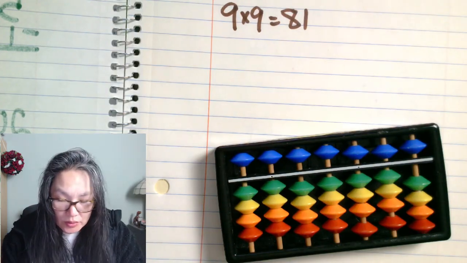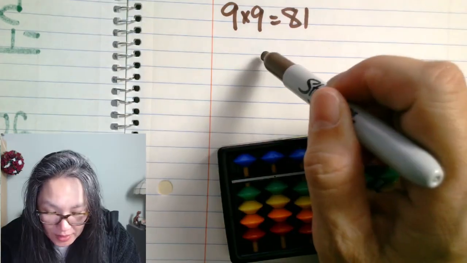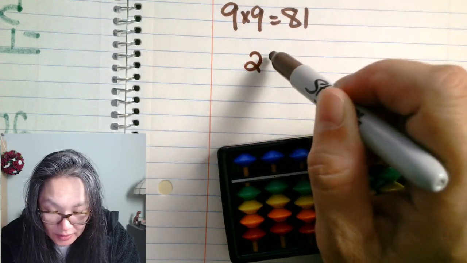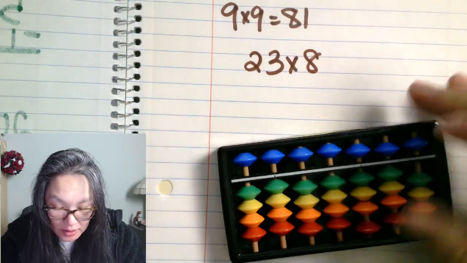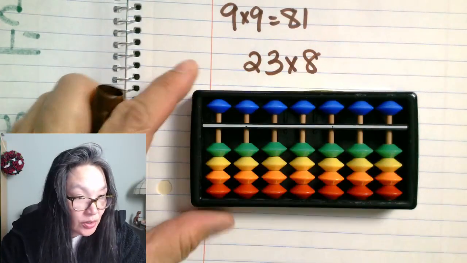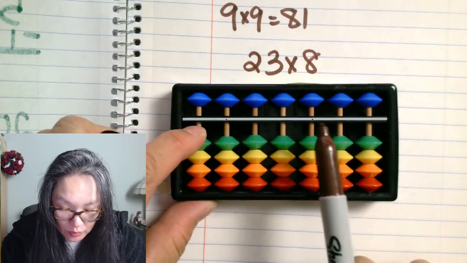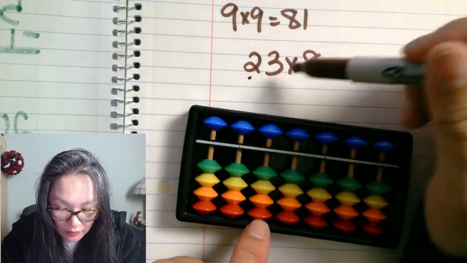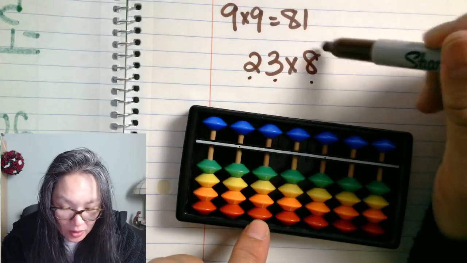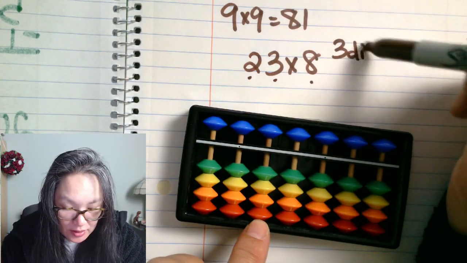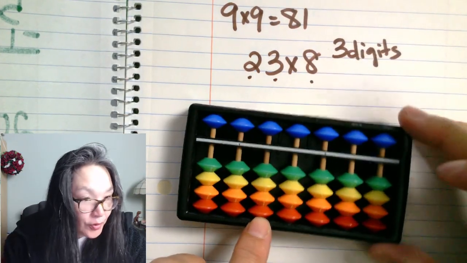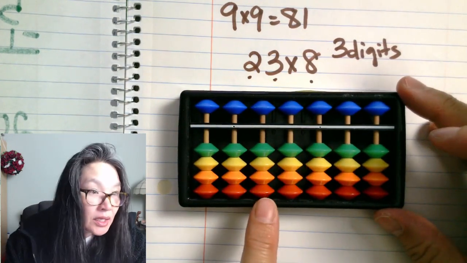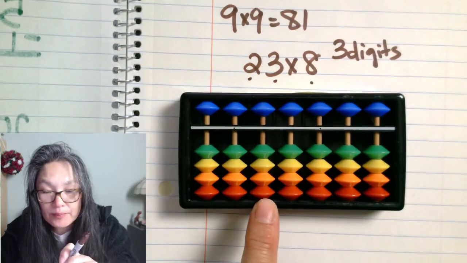Okay, sorry. So let's do 23 times 8. The first thing we're going to do is find our starting point. To find our starting point, we have to count our digits. We have 1, 2, 3. We're adding all these digits. So we're going to start here in the third column. That means I'm going to start at 1, 2, 3. Do you understand?